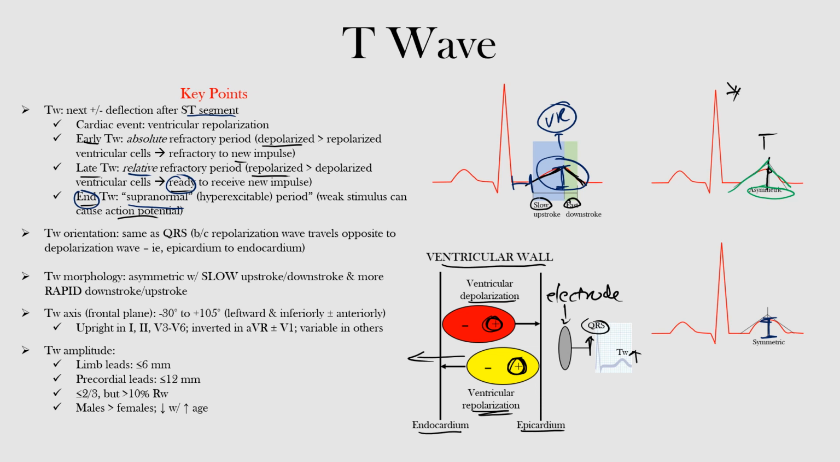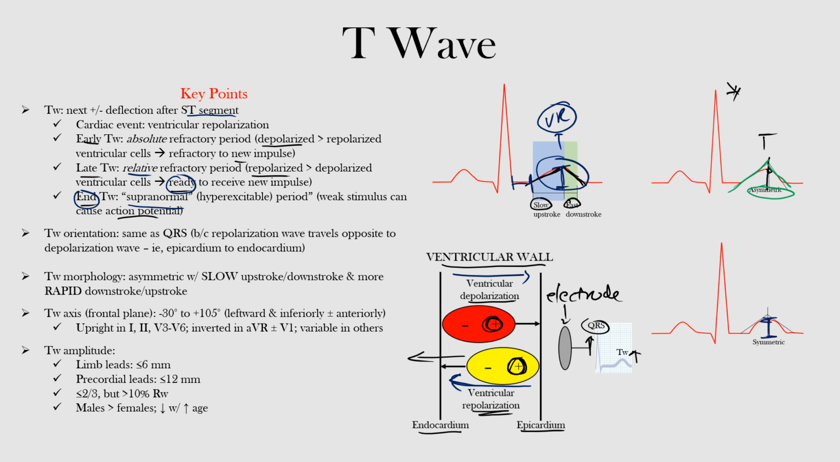We talked about the T wave orientation, saying that it's going in the same direction as the QRS complex because the repolarization wave travels opposite to the depolarization wave, from epicardium to endocardium. The depolarization wave went this way, and the repolarization wave is going in the opposite direction. That was different when we talked about atrial depolarization and repolarization, where those go in the same direction.